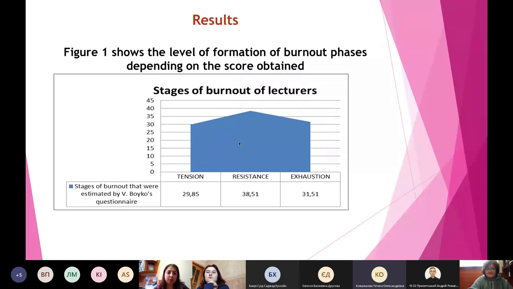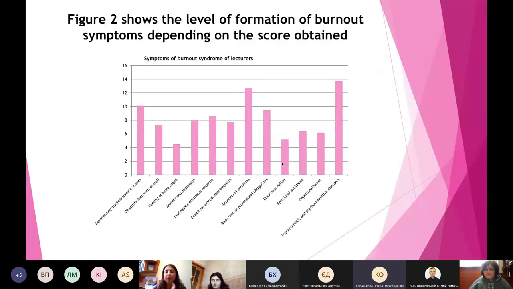Consequently, participants had such stages of burnout: 29.85% it is tension, 38.51% resistance, and 31.51% exhaustion. Thus, those who reported higher stages of burnout also reported the higher quantity of negative emotions connected with their jobs. So the next figure, figure 2, shows the level of formation of burnout symptoms dependent on the score obtained.